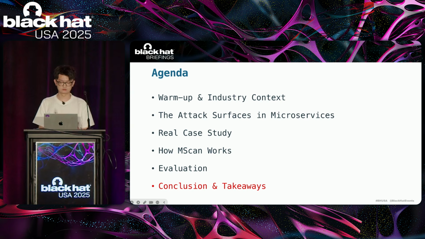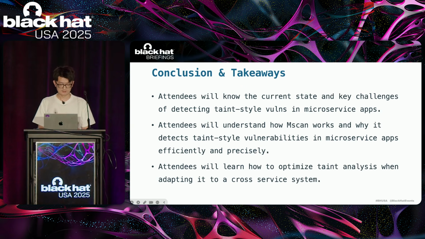Now that we have gone through our approach, evaluation, and real-world cases, let's close by summarizing the key takeaways. We have explored the main security challenges in microservices and seen how MScan addresses them. Attendees will know the current state and key challenges of detecting taint-style vulnerabilities in microservice apps, understand how MScan works and why it detects taint-style vulnerabilities in microservice apps efficiently and precisely, and learn how to optimize taint-style analysis when adapting it to a cross-service system.